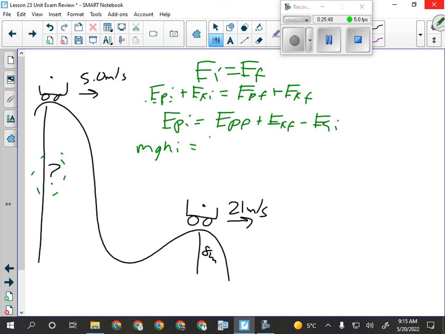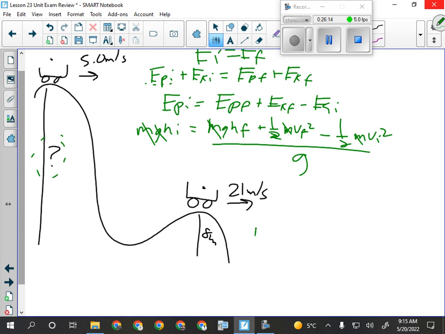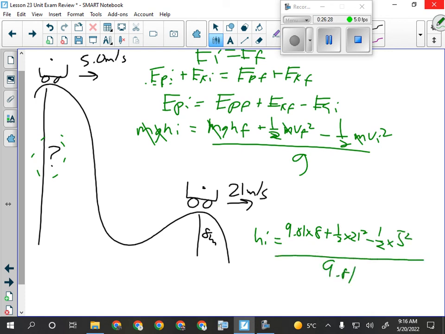M times G times H initial equals M times G times H final plus 1/2 MV final squared, minus 1/2 MV initial squared. The M's are going to cancel because they're in every term, so I don't need to put in the 2 million kilograms. Then I'm going to divide both sides by G. That'll leave me with H initial. So H initial will be 9.81 times 8 plus 1/2 times 21 squared minus 1/2 times 5 squared, divided by 9.81.